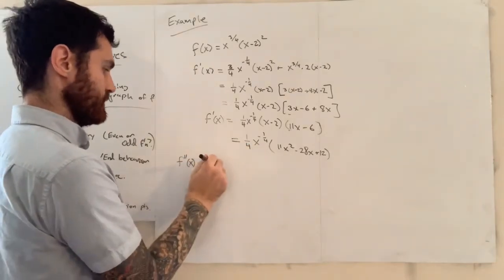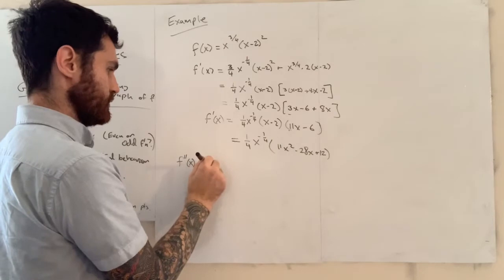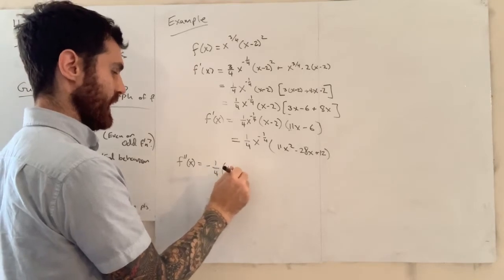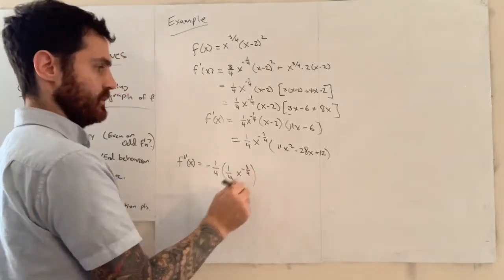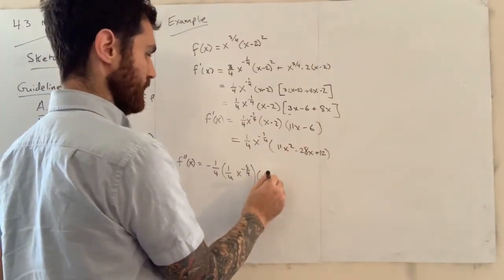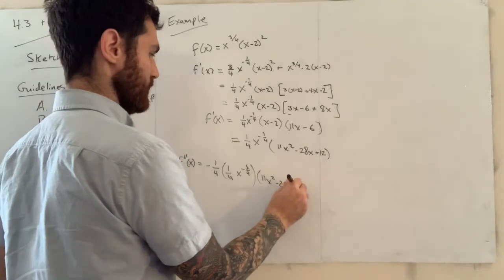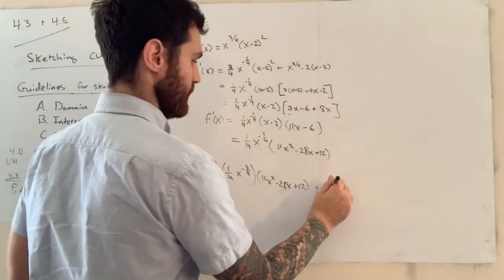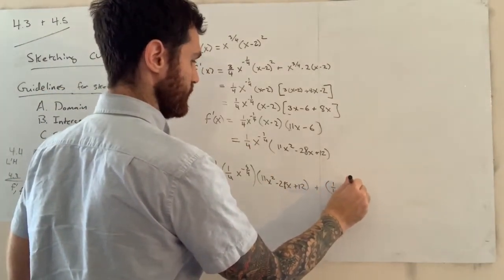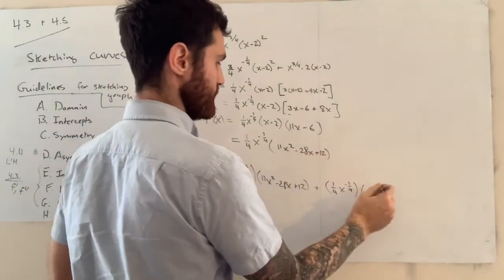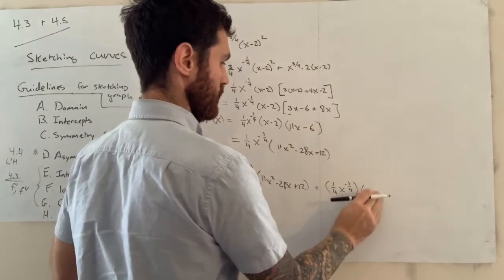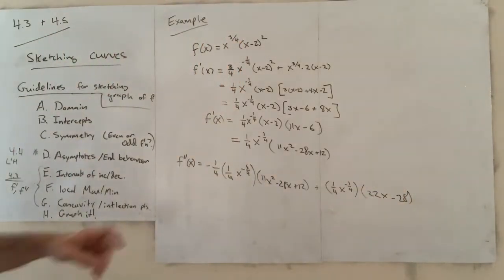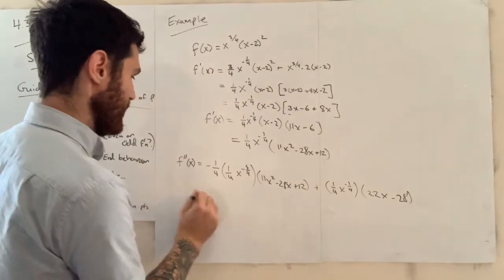And so the first is going to be the derivative of this, so I'm going to have negative 4 times 1 over 4 x to the negative 5/4 times this function, 11x squared minus 28x plus 12, and then plus this function, 1 over 4 x to the negative 1/4, times the derivative of this, which is going to be 22x minus 28.